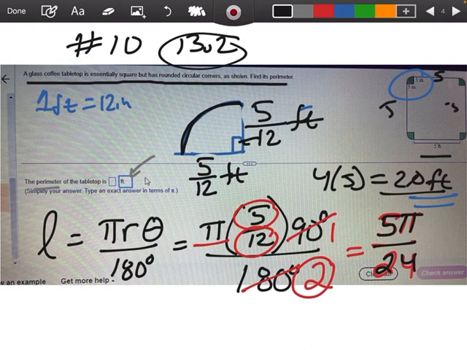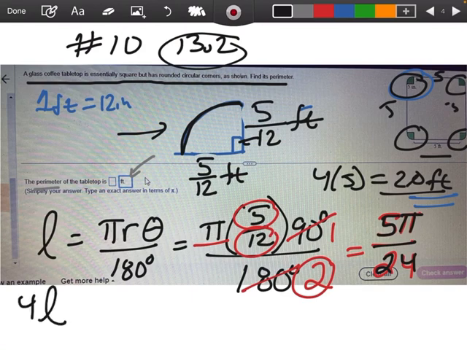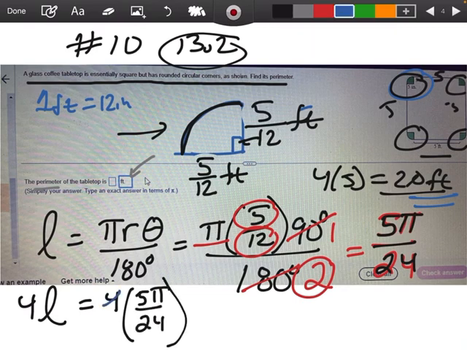Now, how many arcs do we have? Well, we have 1, 2, 3, 4. So let's find 4 times that number. I'm going to take 4 times 5 pi over 24. This 4 and that 24 can reduce, because 4 goes into 4 once and into 24 six times. So all of those arc lengths, all 4 of them, add up to 5 pi over 6.